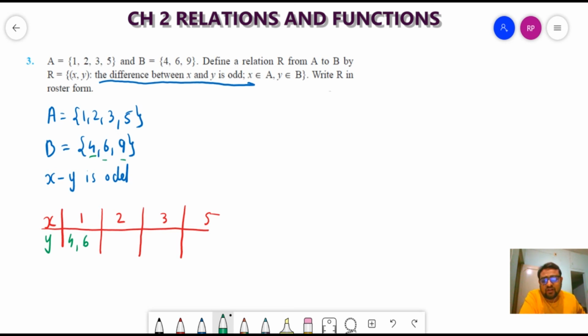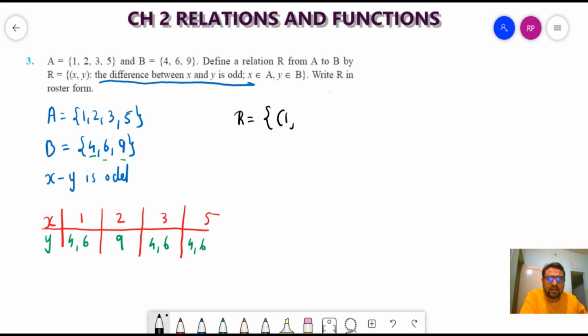If I want the difference to be odd, the other number must be odd. So from 4, 6 and 9, it is 9. Similarly, 3 is odd, so 4 and 6. 5 is odd, so 4 and 6. Okay. So what relation did I get?